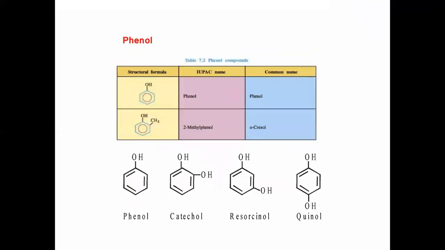Now let's study the phenol structure. It is an aromatic structure with the alcohol OH, called phenol. With OH and CH3, it is 2-methyl phenol. The common name of 2-methyl phenol is what? Orthocresol. Here we have the phenol structure, catechol, resorcinol, and quinol. Which position is ortho, meta, and para? This is the ortho position, meta position, and para position. This is catechol, resorcinol, and quinol.